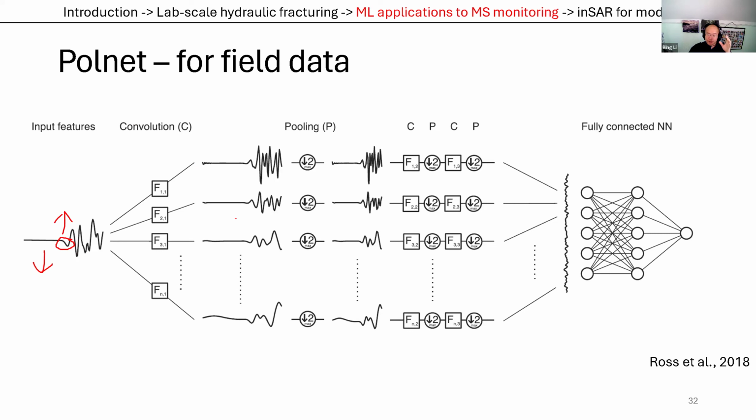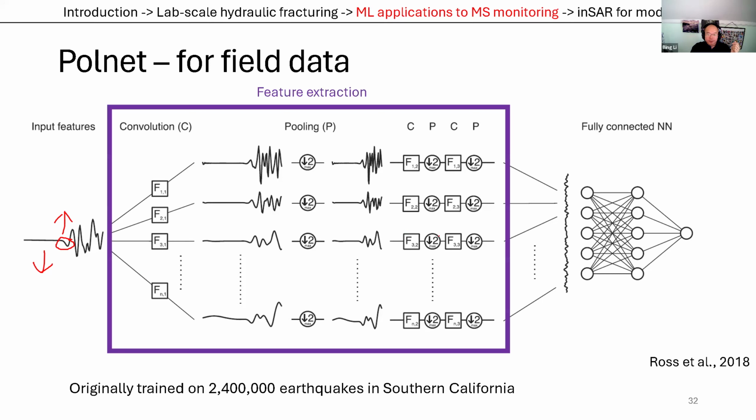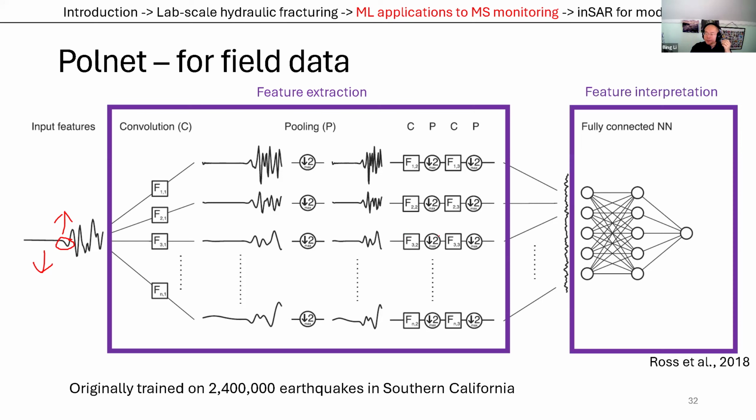The way we get these moment tensors is by looking at the first arrival, and if we're doing inversion, we look at the rest of the wave train. But basically, this is a network that was trained on a lot of earthquakes from Southern California, and we want to leverage the fact that it's already been trained on so much field data. These neural networks are called convolutional neural networks. They have two main components: a feature extraction part and a feature interpretation part.